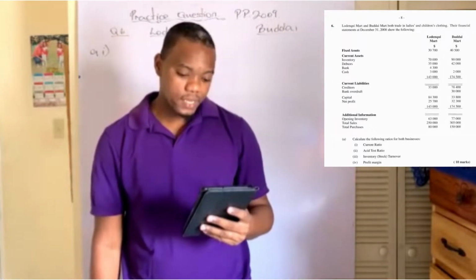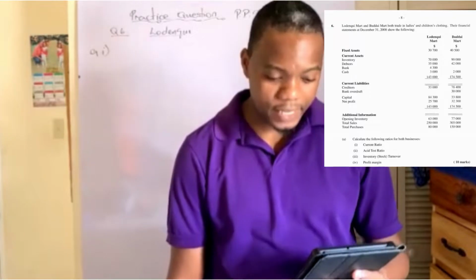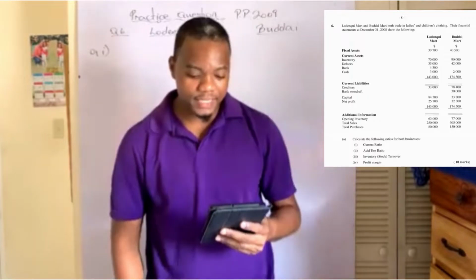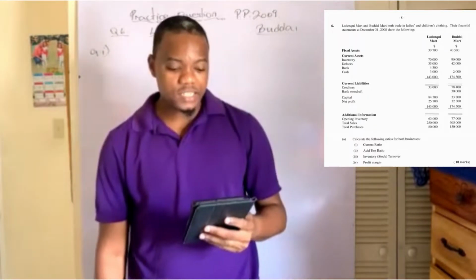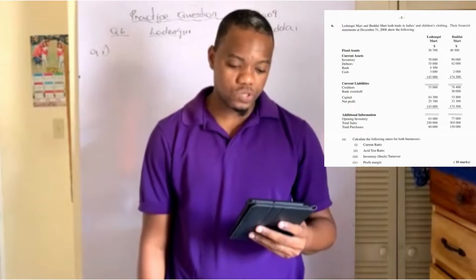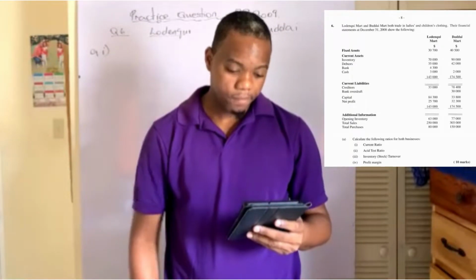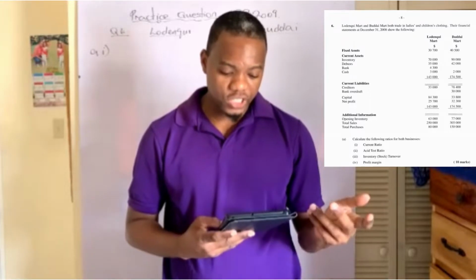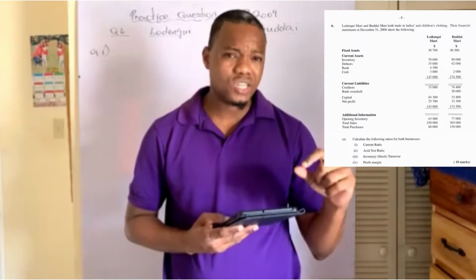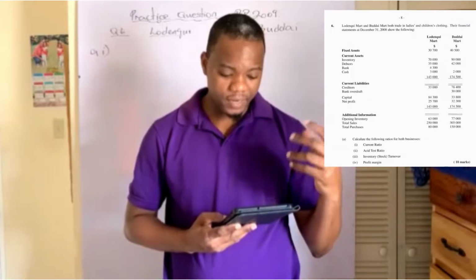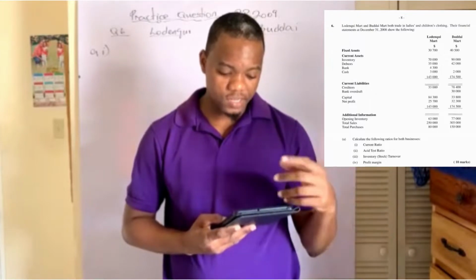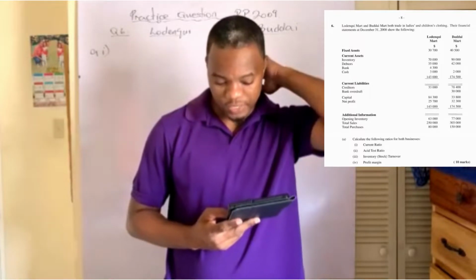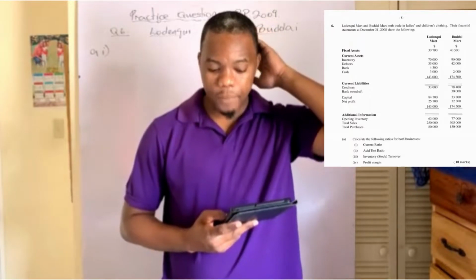It says Lodenki Mart and Budai Mart both trade in ladies and children's clothing. Their financial statements at December 31, 2008 show the following. And so we get their financial statements. It looks like it's a balance sheet, and they give us some information from the income statement, like opening inventory, sales, purchases. Those would be from the income statement. Then they said the first one is to calculate the following ratios for both businesses.